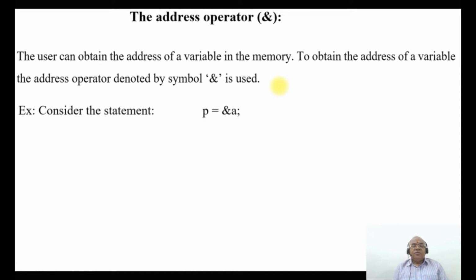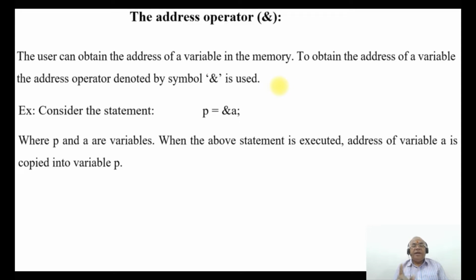Consider the statement: suppose you have P is equal to ampersand A. So what does it mean? Where P and A are variables, when the above statement is executed, the address of the variable A is copied into the variable P. That is the meaning of this. That is scanf %d ampersand A.